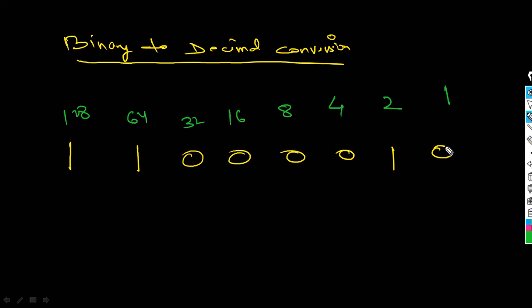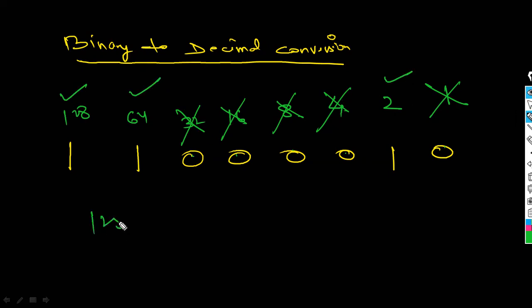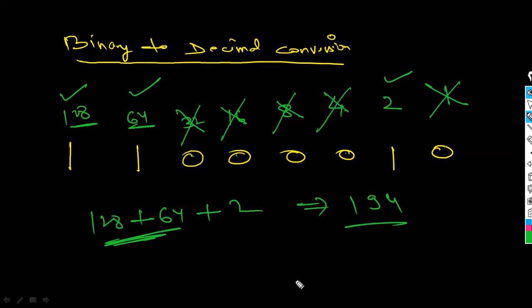And how it is computed: the value corresponding to 0 will get cancelled. Any value on top of 0 is cancelled. And the values on top of the ones, add them together. So on addition, 128 plus 64 is 192, and plus 2, so this is 194. I have converted binary to decimal. So what is the decimal value? 194, right?